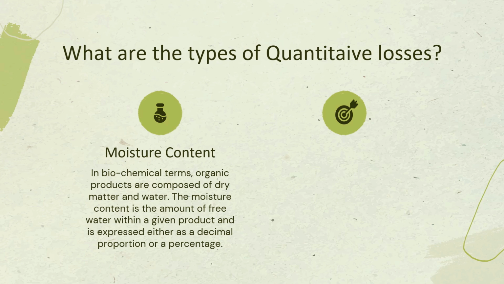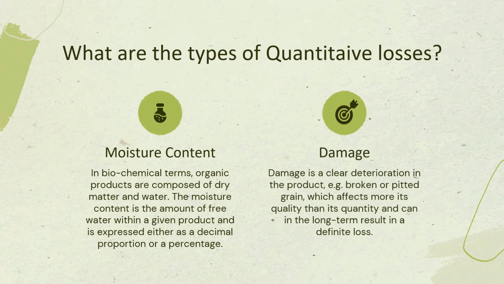In agriculture, moisture content or humidity rate is usually indicated as a proportion of the moist product. That is, the moisture content is the proportion of the weight of moisture to the total weight of dry matter and moisture. Damage. Damage is a clear deterioration in the product, such as broken or pitted grain, which affects more its quality than its quantity, and can in the long term result in a definite loss. Both damage and loss should be quantified in terms of weight and cost.